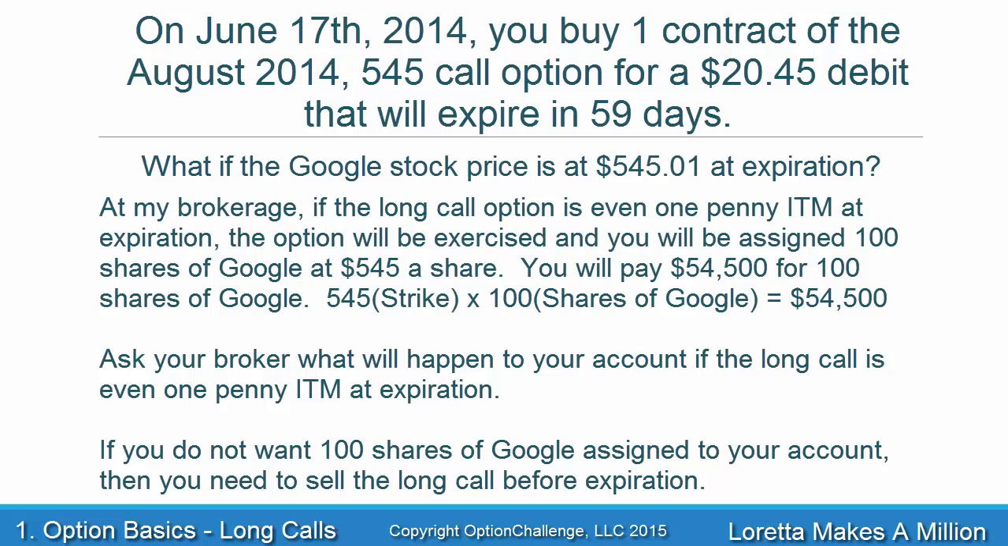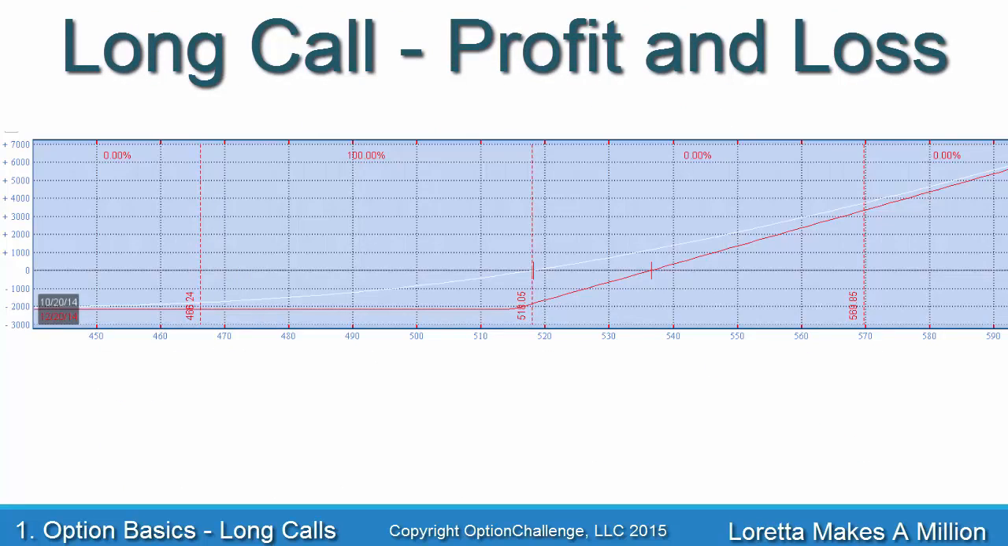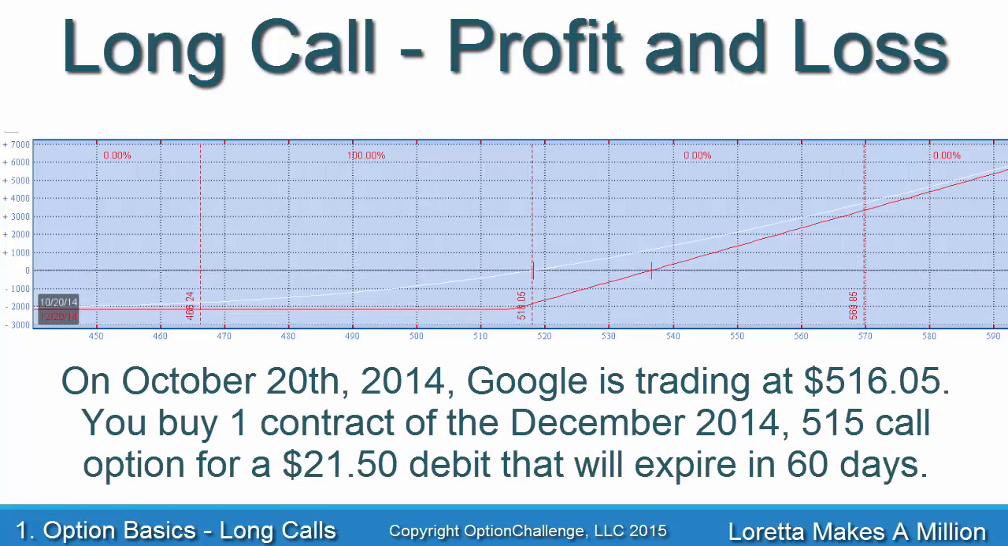You should ask your broker what will happen to your account if your long call is 1 penny in the money at expiration. If you do not want 100 shares of Google assigned to your account, then you need to sell the call before expiration. Let's take a look at a profit and loss chart for a long call.